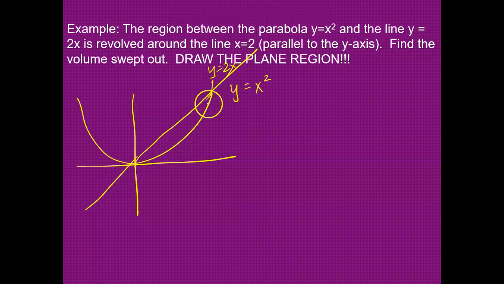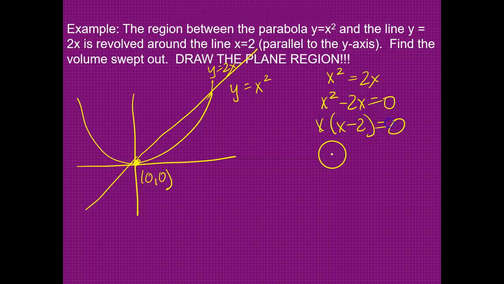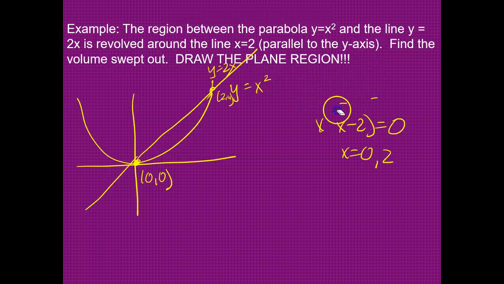Now it says we're revolving around the line x equals 2. Okay, I need to find some stuff here. So this point I know is 0, 0. And now I'm going to set these two equations equal to each other. Make sure you show your work for these. And so this other point up here is 2, 4.